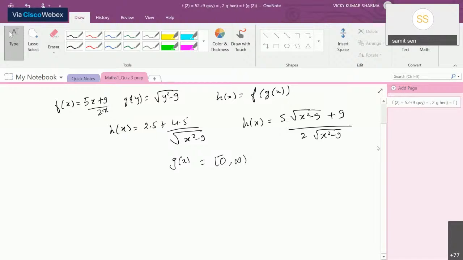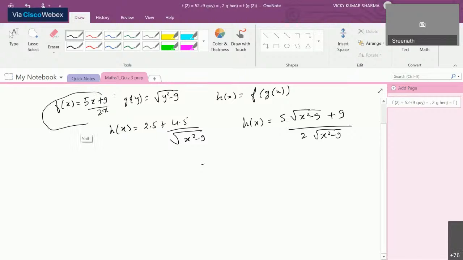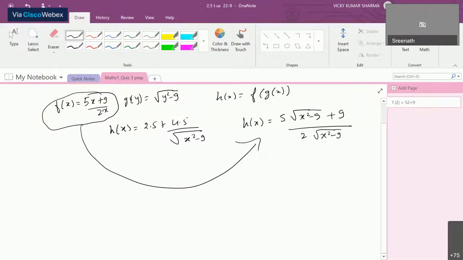See, Sumit, look at the f of x function. It is 5x plus 9 by 2x. In this f of x, say assume x can take any value. But when it becomes the composite function where this f of x takes g of x, it can take all values except minus 2 to positive 2, because that will give the square root, it will become negative.